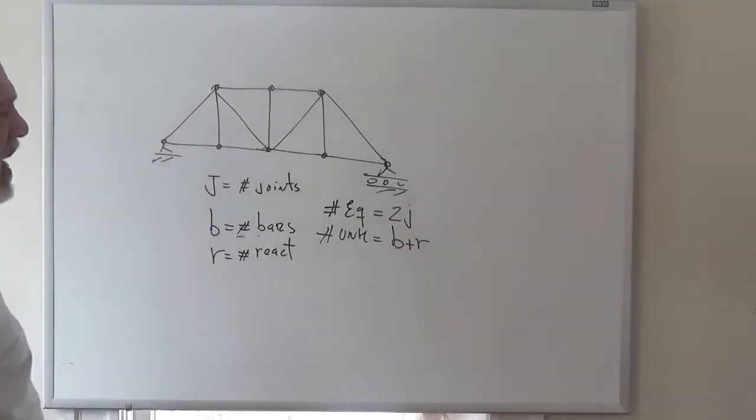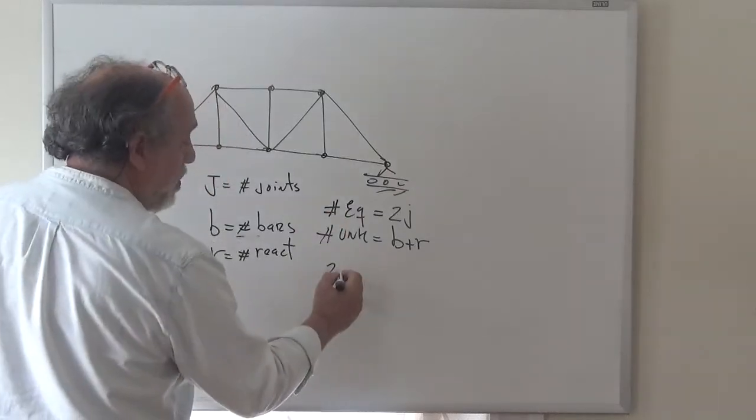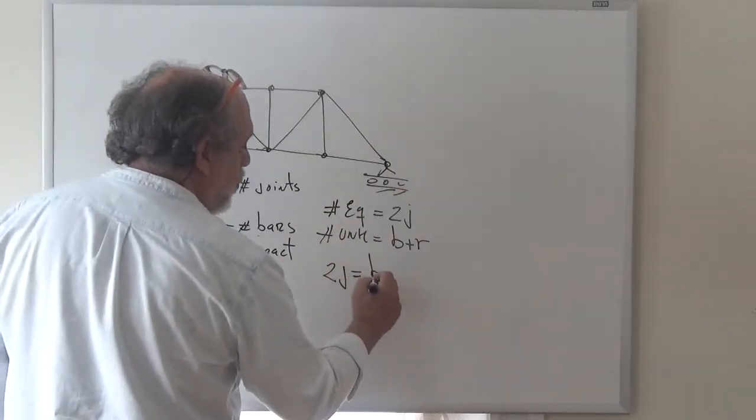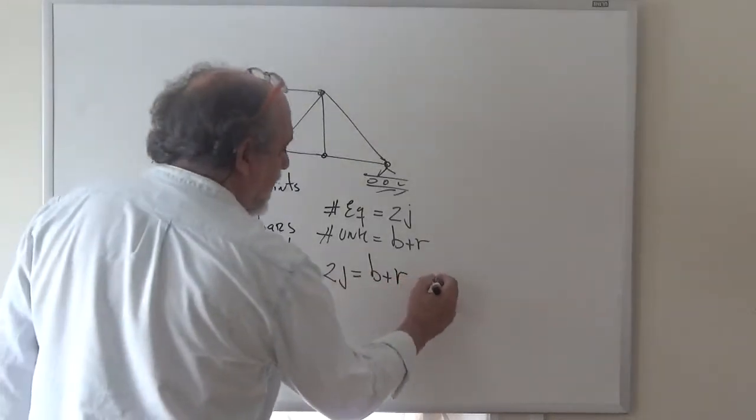So we would say that a truss is statically determinate, or at least appears to be statically determinate because there's one more option, if 2J is equal to B plus R. Okay, that means statically determinate.